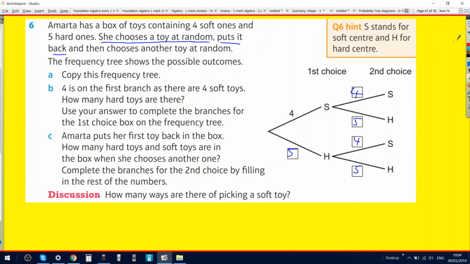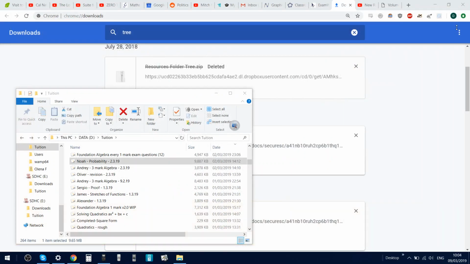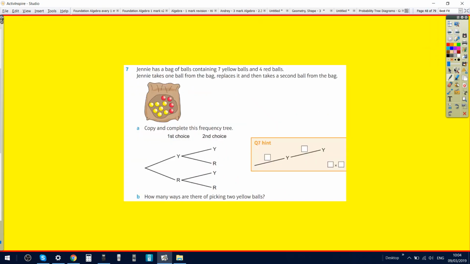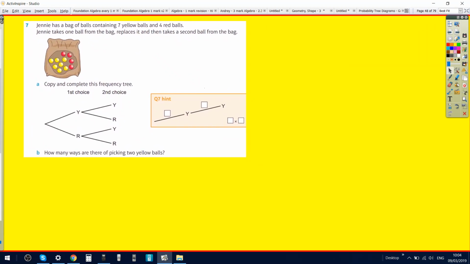Okay. Yeah. Oops. That's a frequency tree, so they recently changed them, and so I'm just doing it their way.